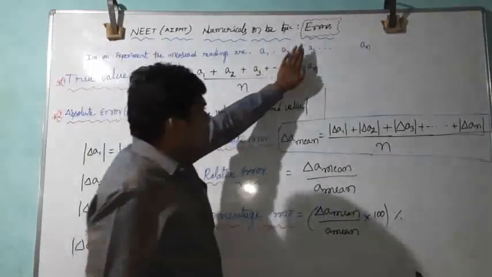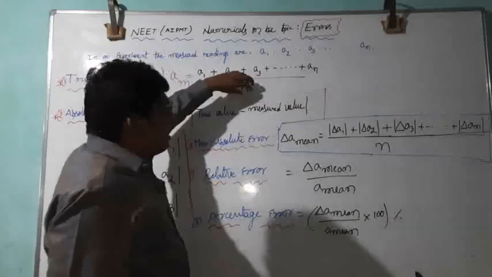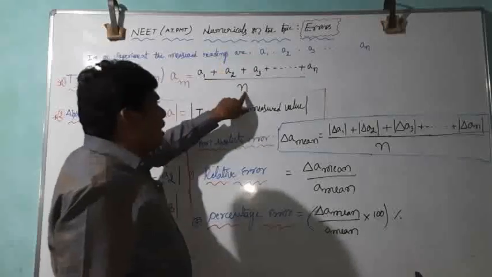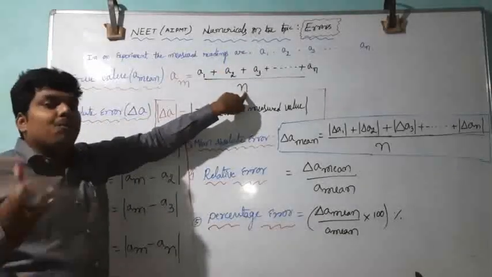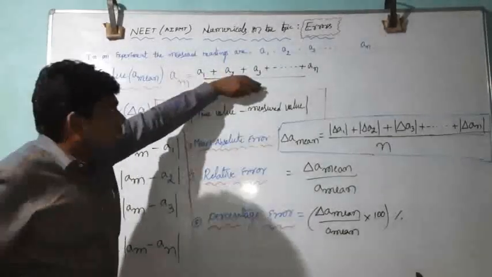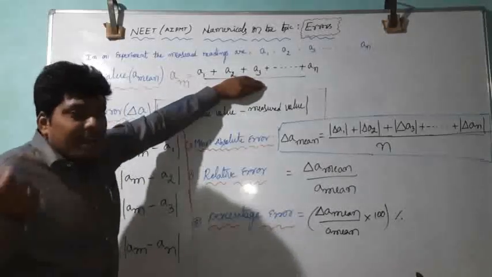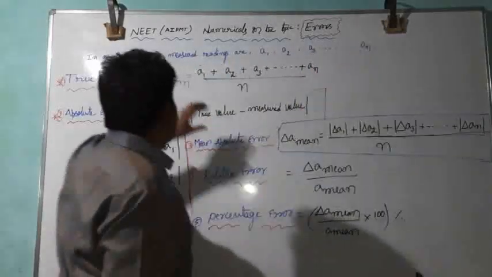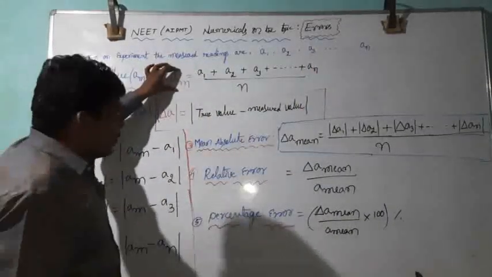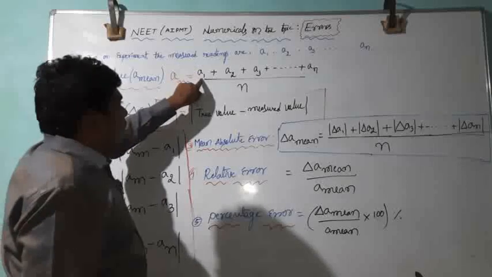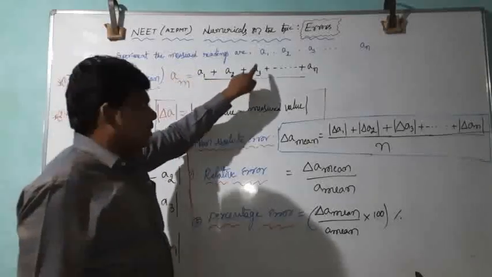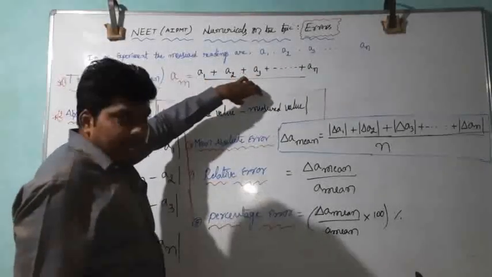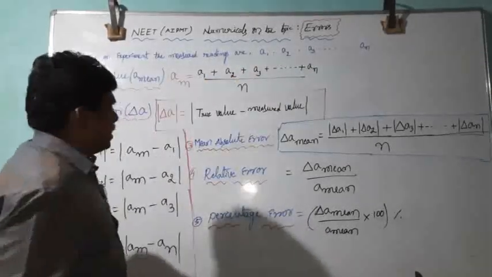Suppose you have taken only 3 readings, with what value do we have to divide? That is nothing but 3. If you have taken 5 values, with what value do we have to divide? That is nothing but 5 only. Here n is indicating the number of readings. How many readings have we taken? n number of readings. So the mean value can be calculated by using the formula (A1 + A2 + A3 + ... + An) divided by n, where n indicates the number of readings.